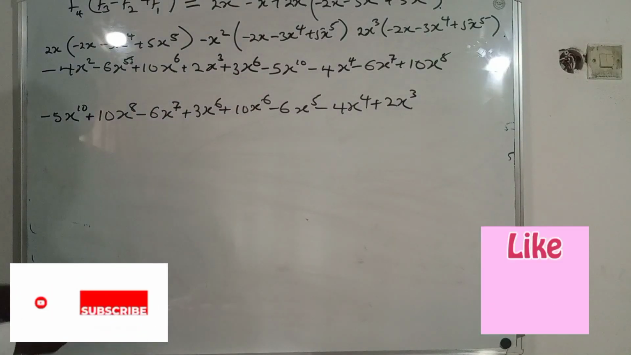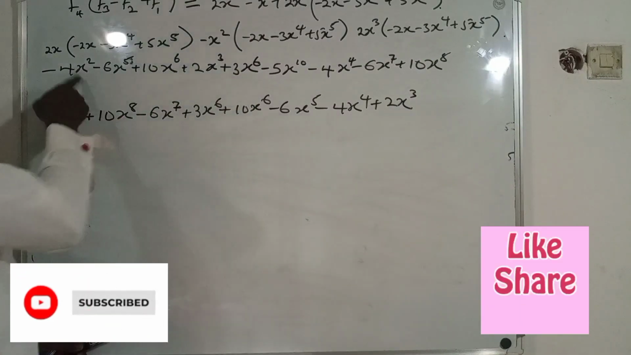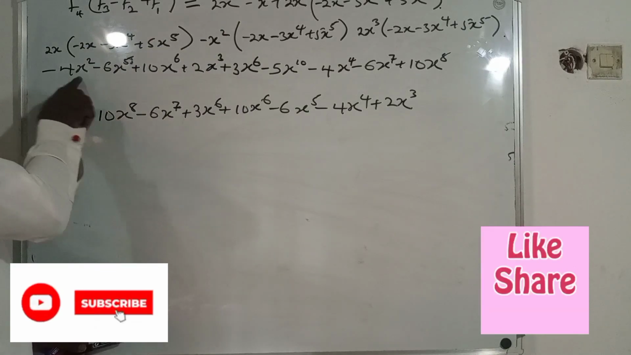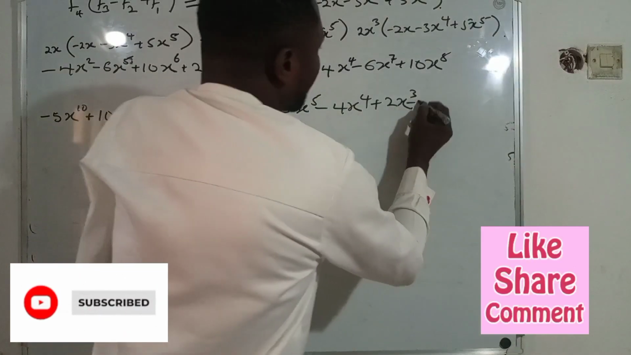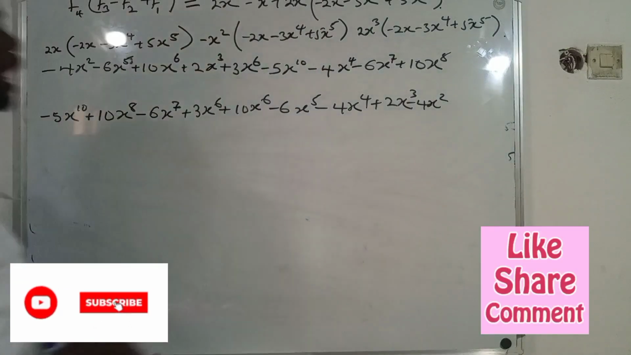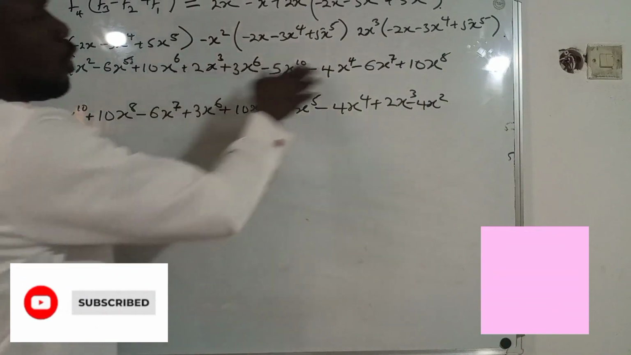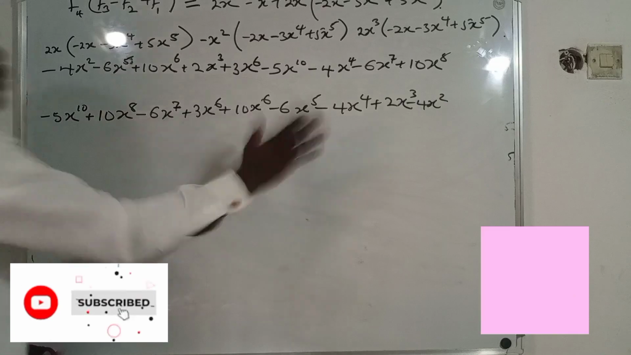After power 3, which other power do we have? Power 2 is next. And power 2 is minus 4x squared. We bring it, minus 4x squared. Do we have another? There is no other x squared. No. You see, these are the only ones we have.